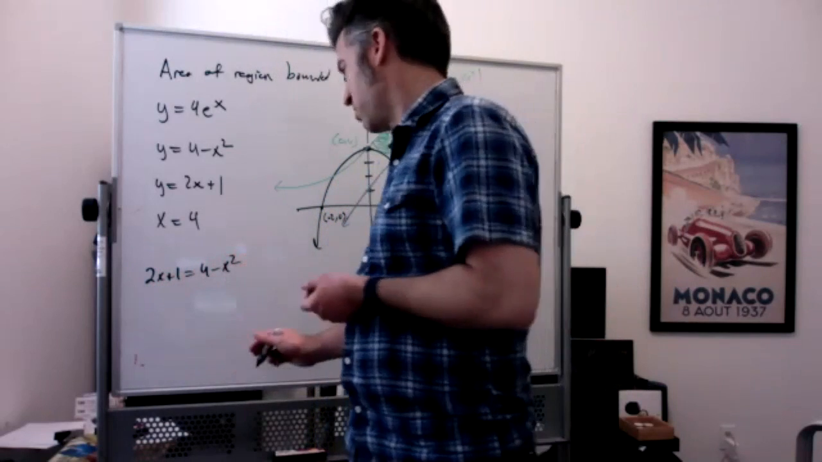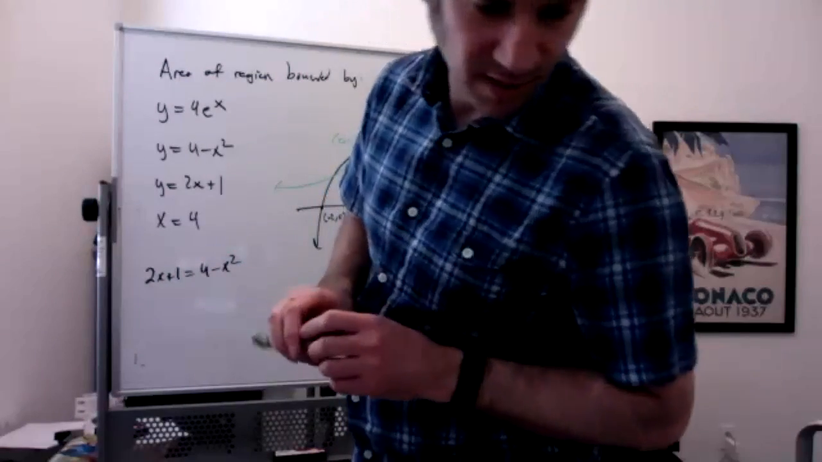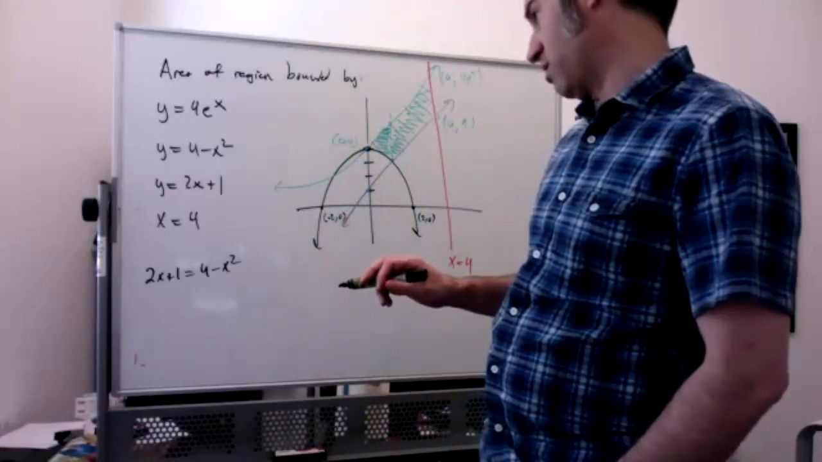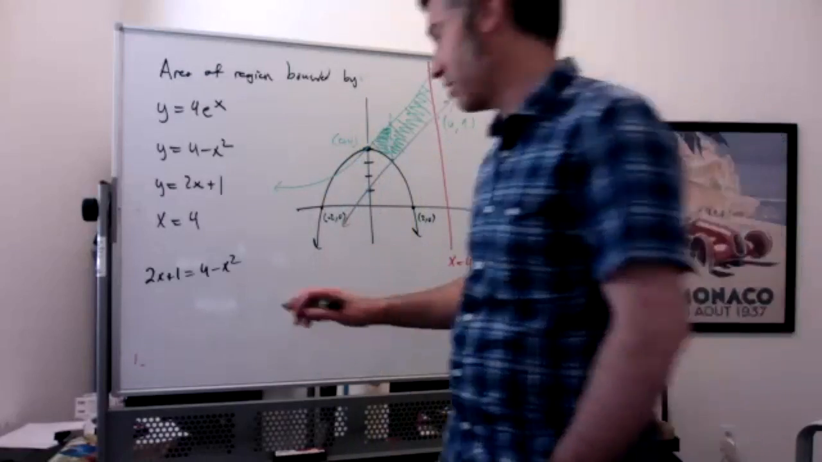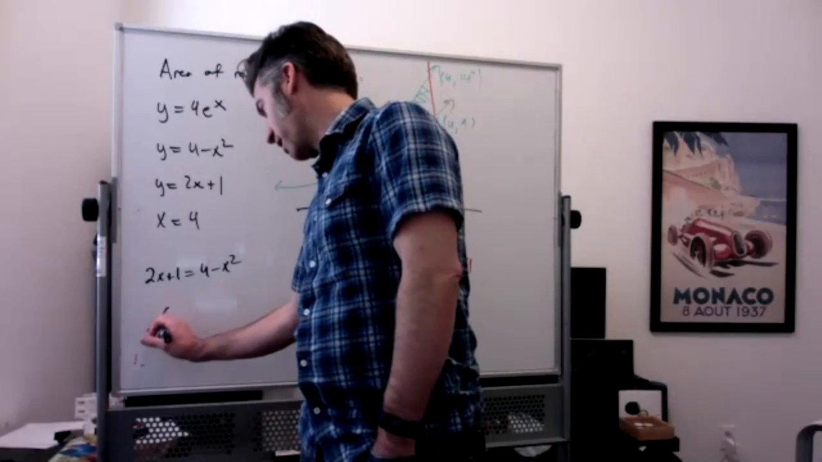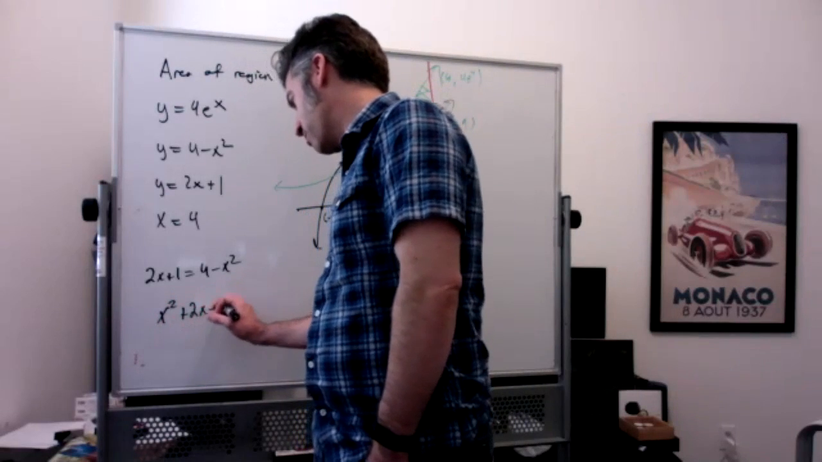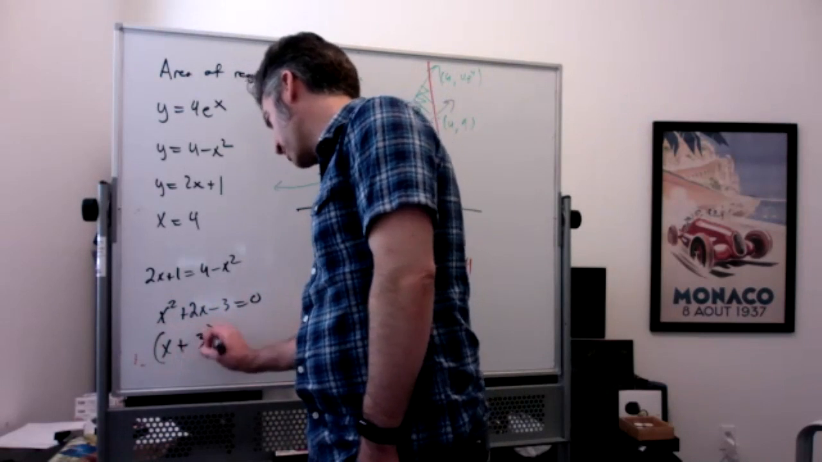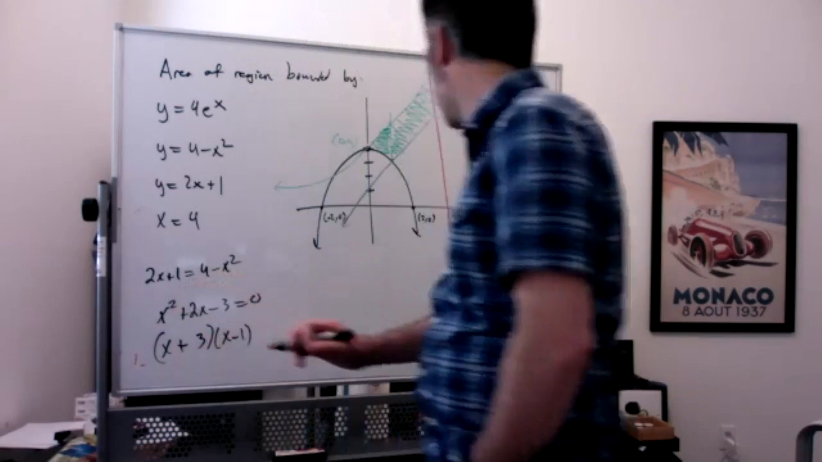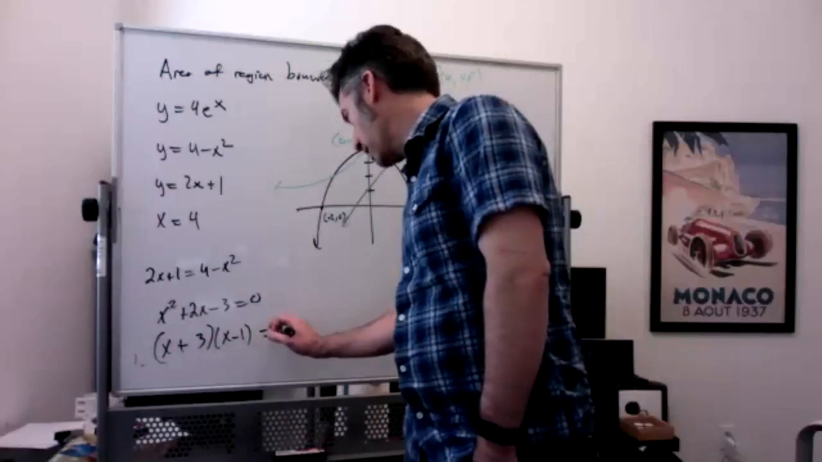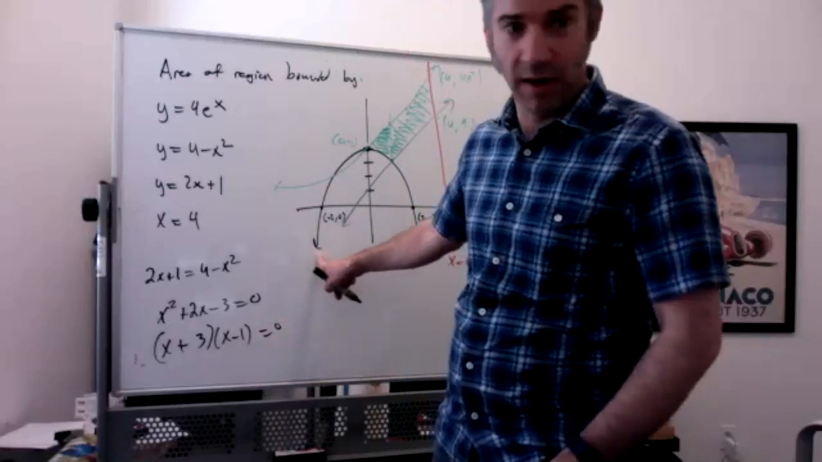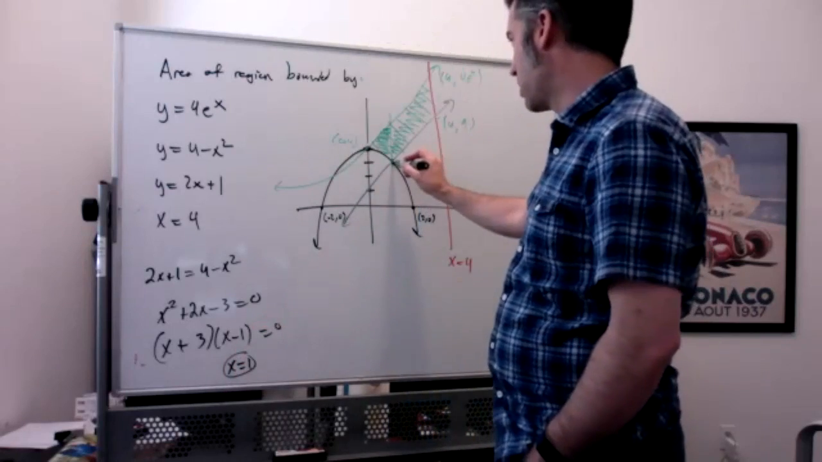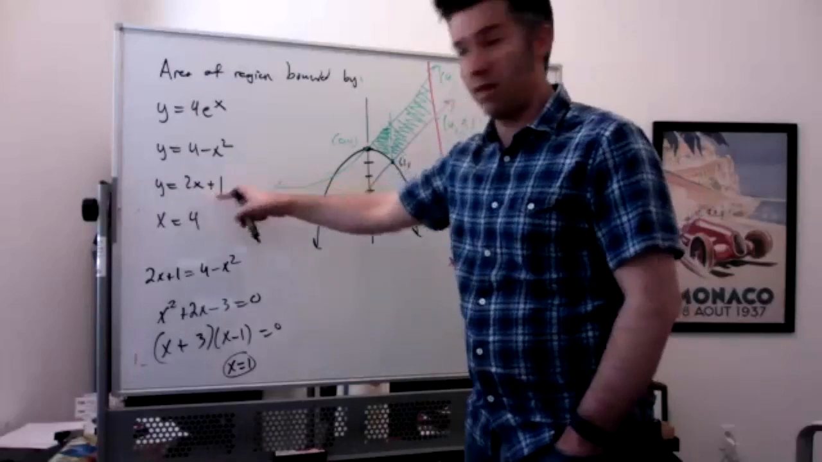let's solve. I feel like I might have written something unfortunate, unless I'm wrong. I was missing it. Okay, this is not unfortunate. So I've got x squared plus 2x minus 3 equal to 0. You get (x plus 3) times (x minus 1). So we get intersection at x equals -3 over here, which we don't care about, and x equals 1 over here. That point there is the point (1, 3).